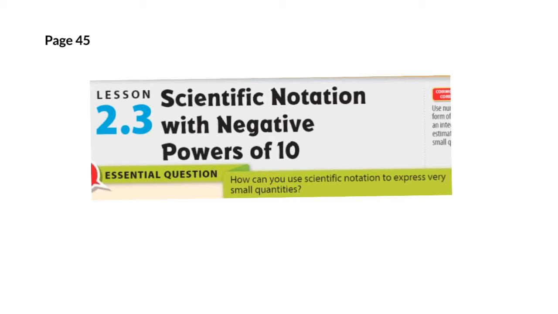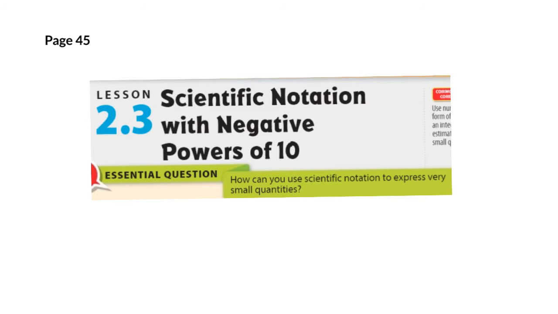Okay, in lesson 2.2, we had scientific notation with positive powers of 10, and those were very large numbers. So in this lesson 2.3, we're going to have scientific notation again with negative powers of 10. So we're going to have very small numbers. This is on page 45 of your textbook. So the essential question asks, how can you use scientific notation to express very small quantities?